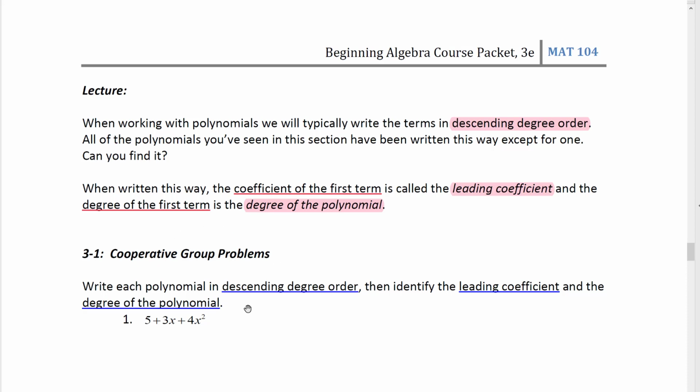When you do this cooperative group work, please make sure that you are doing all three things asked for in the instructions. That is, you're writing the polynomials in descending degree order, identifying the leading coefficient, and identifying the degree of the entire polynomial.